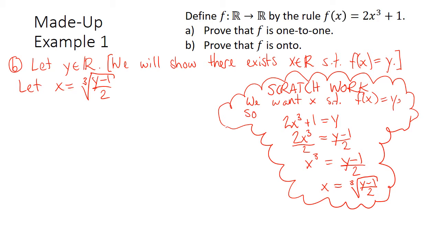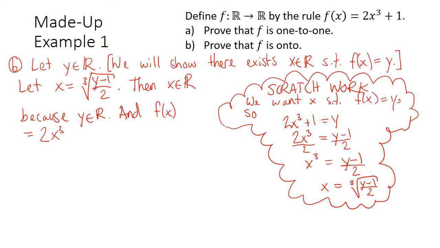Okay, so let x equal this thingy. Then I need to argue that x is actually going to be in the real numbers. And you can just say that x is in the real numbers because y was in the real numbers, and x is defined in terms of y. That's fine. Okay, so x is a real number as well, and when we plug x into the f function, let's see what we get. We get 2x cubed plus 1, and then I'm plugging in for x that weird thing that is the formula for x.